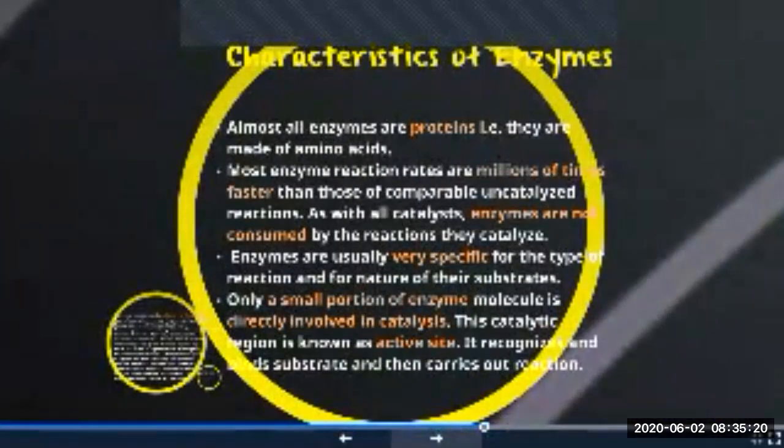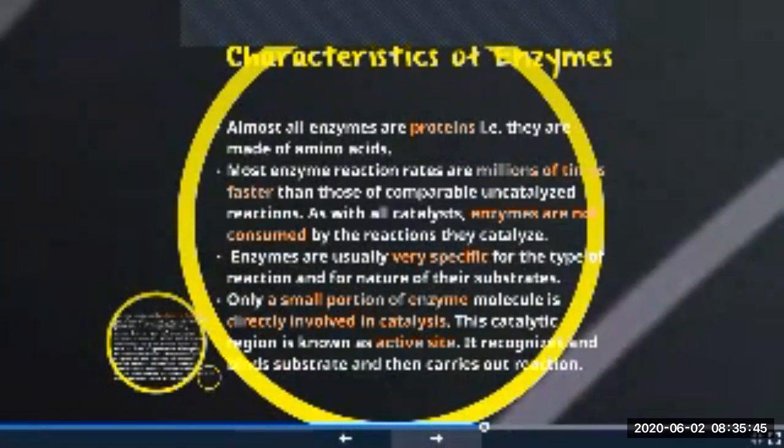Let's move to the next points. Almost all enzymes are proteins, that is, they are made up of amino acids. There are very few enzymes which, I think, have cofactors that are not amino acids, but the rest of the enzymes are proteins in nature.